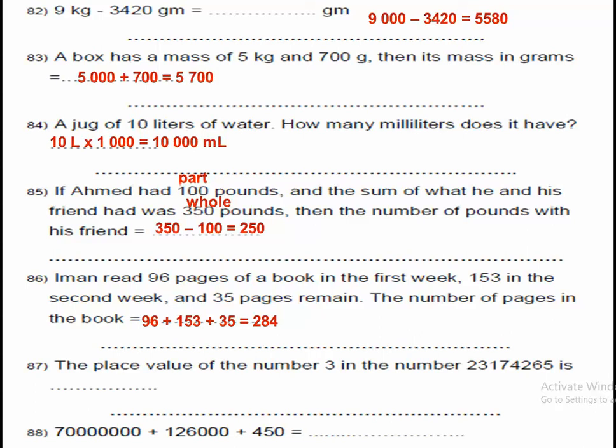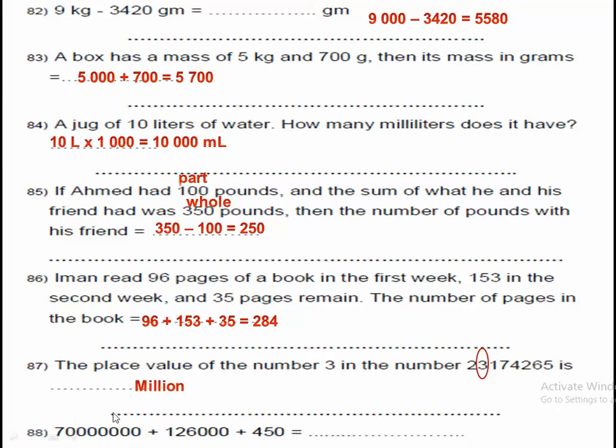The place value of the number 3 in this number. Okay, let's see. Here we have ones, tens, hundreds, thousands, 10,000, 100,000, million. So the place value is, yes, million.